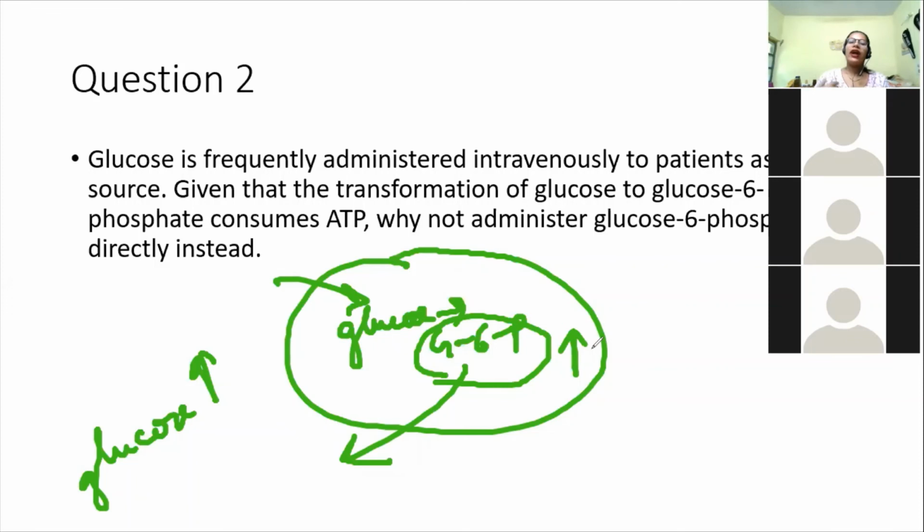Now, why do we not administer glucose 6-phosphate? Because first of all, the size has increased, plus it has a negative charge. It becomes impermeable to the membrane, so it cannot cross, and hence we don't give glucose 6-phosphate, we give glucose. Okay, now it's clear.